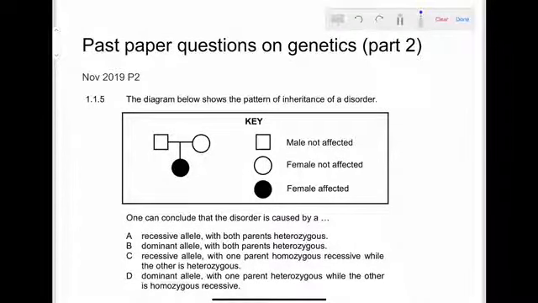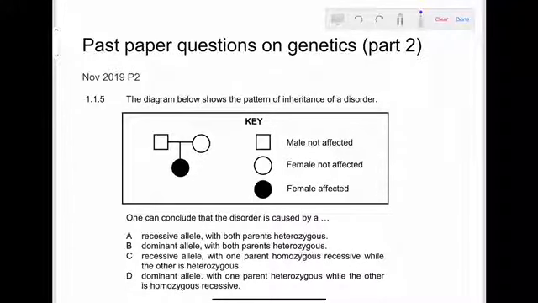In this video, we're going to be looking at some past paper questions based on the content of our Genetics 2 video. So from November 2019 in paper 2, this is from section A. The diagram below shows the pattern of inheritance of a disorder.